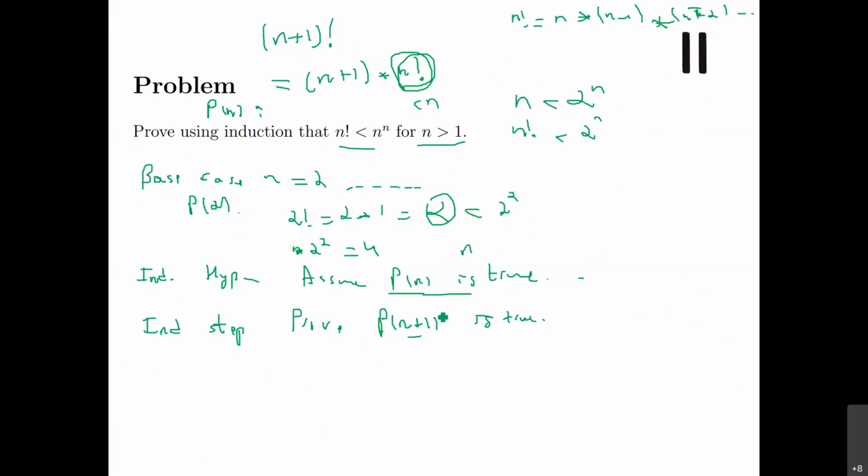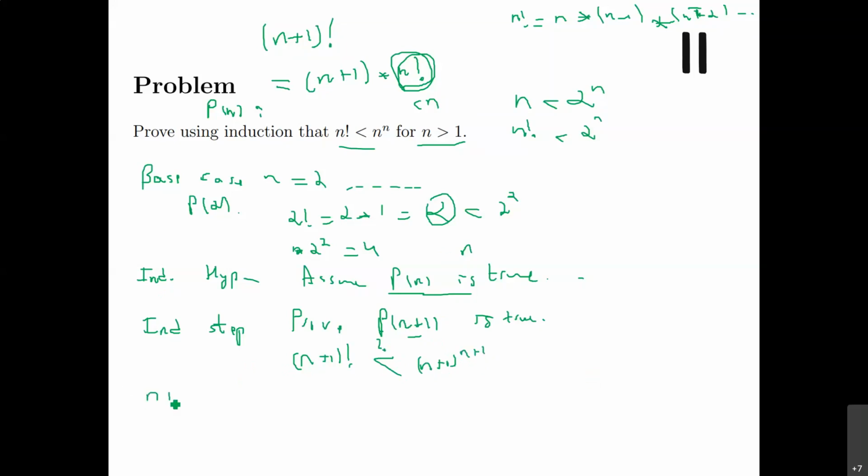Let's prove that P of n plus 1 is true. So what's P of n plus 1? It's saying n plus 1 factorial is going to be less than n plus 1 power n plus 1.